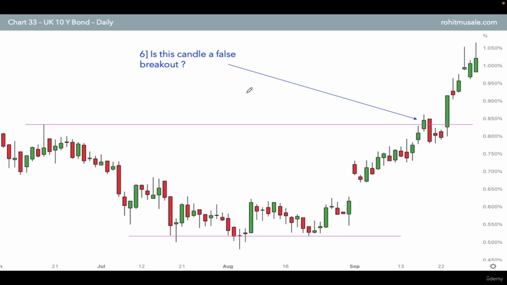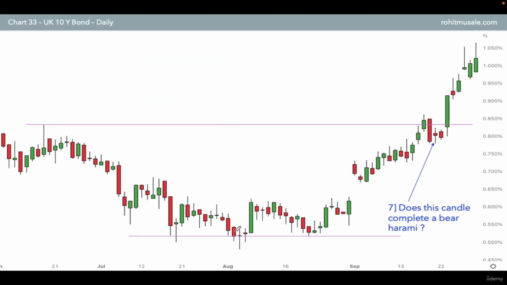Number 6, is this candle a false breakout? The answer is no, because for a false breakout, you need a multi-tested support or multi-tested resistance. In this case, you have this resistance, but it was not tested again. This candle tried, but it was not even touching the resistance line. So it was a direct breakout of that resistance. So it's not a false breakout because this line is not a multi-tested resistance line. We need a multi-tested line, something like this.